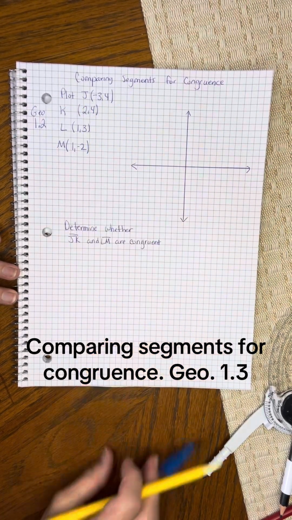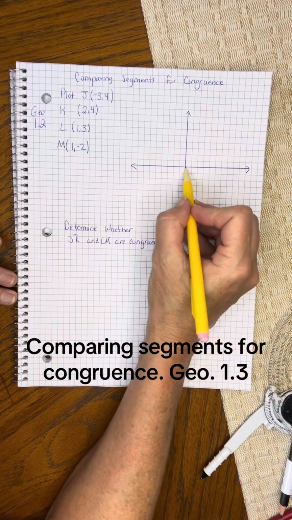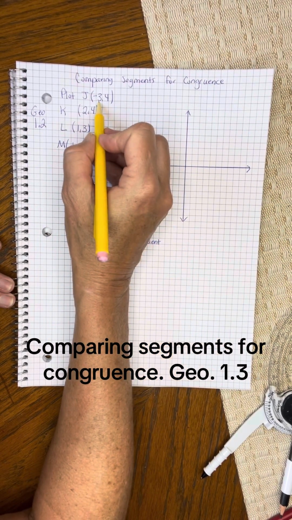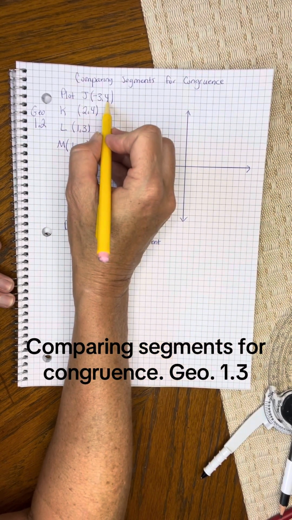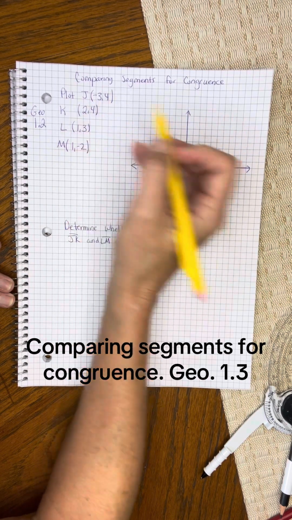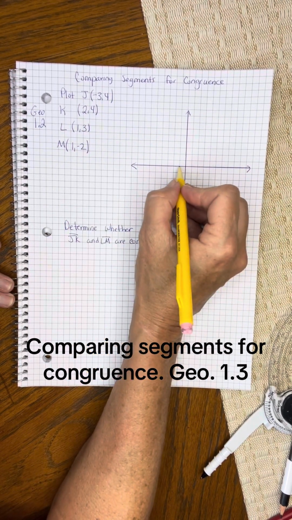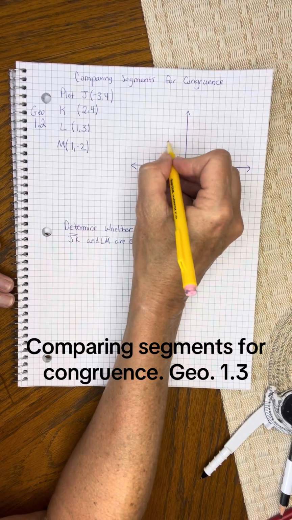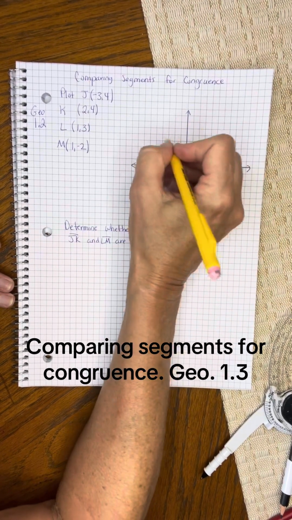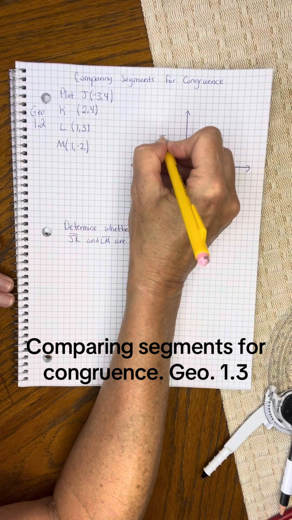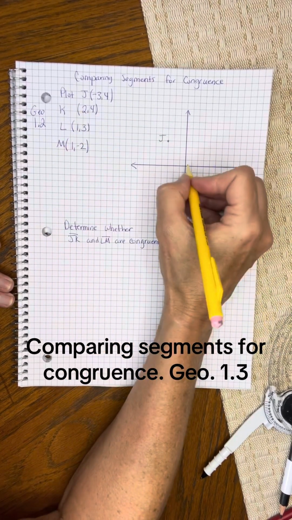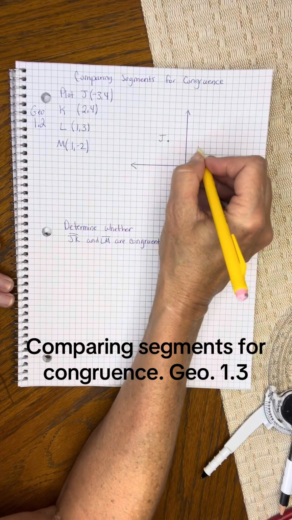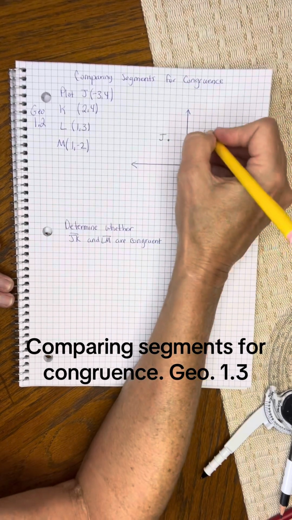So for the J, to remind you, you start at the origin. The first number tells you to go left or right, and then the second number tells you to go up or down, and you always go left or right before you go up or down. So I'm going to go back to the left, 1, 2, 3, and up 1, 2, 3, 4, and that will be my J. Now my K is at 2, 4, so that's right 2 since it's positive, and up 1, 2, 3, 4. So that's K.